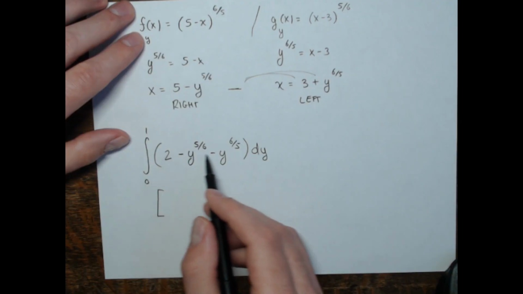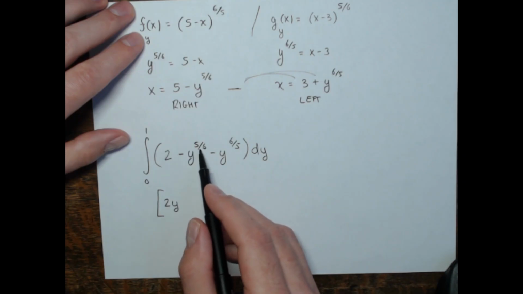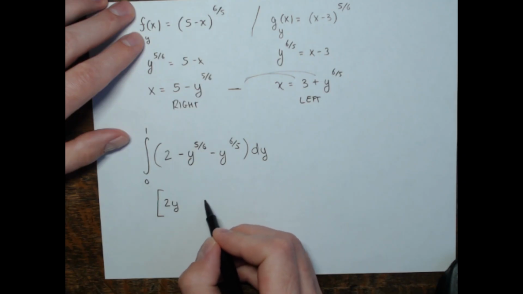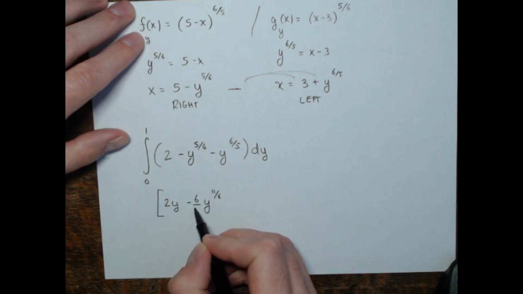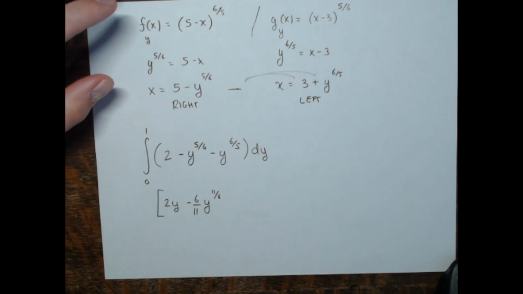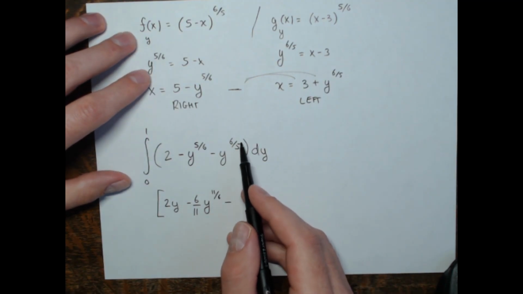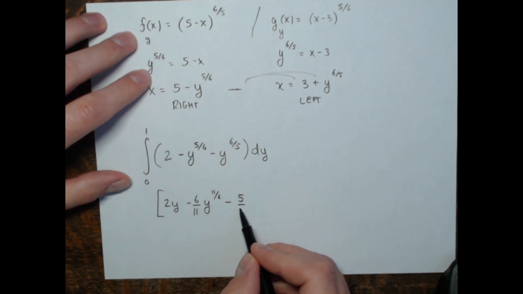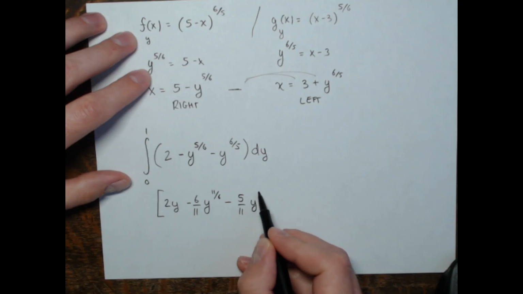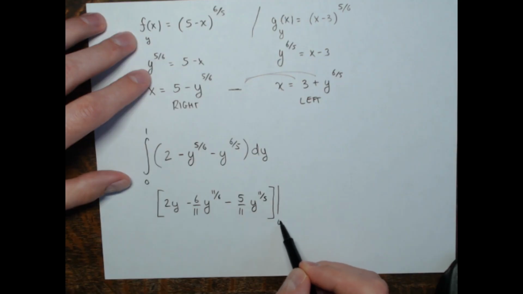All right, antiderivative, 2y. Now add 1 to this, it'll be y to the 11/6, times 6/11, so minus 6/11 y to the 11/6. Minus, and then this, I would add 5/5 to add 1. So that'd be 11/5 times 5/11. And we're going 0 to 1.